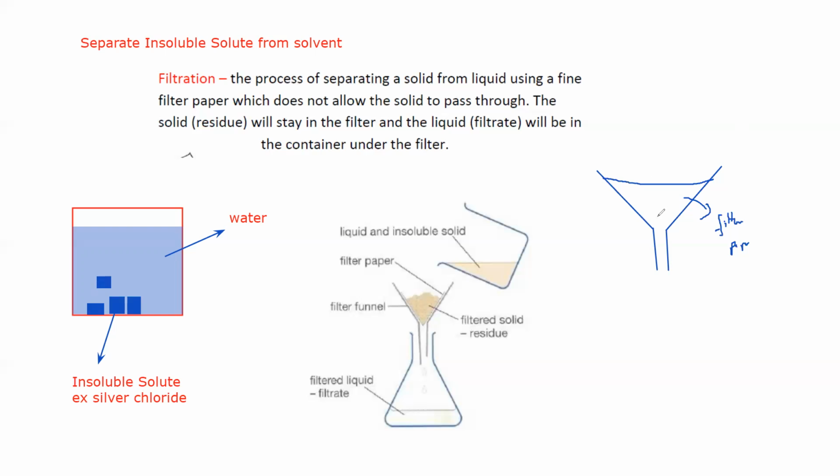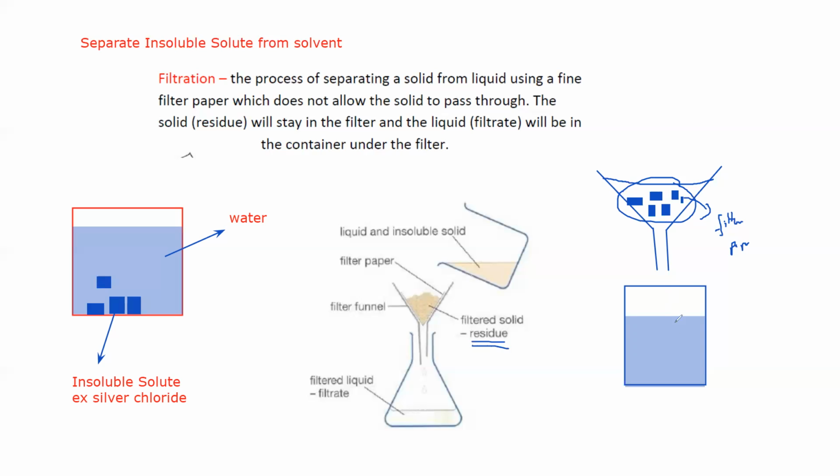So when we add this on the filter paper, the solid is not able to pass. So that solid will be left on the filter paper, and through the filter funnel, a liquid is able to pass through. So as this liquid passes through, a solid is left on the filter paper. What do we call the solid which is left on the filter paper? We call that a residue.